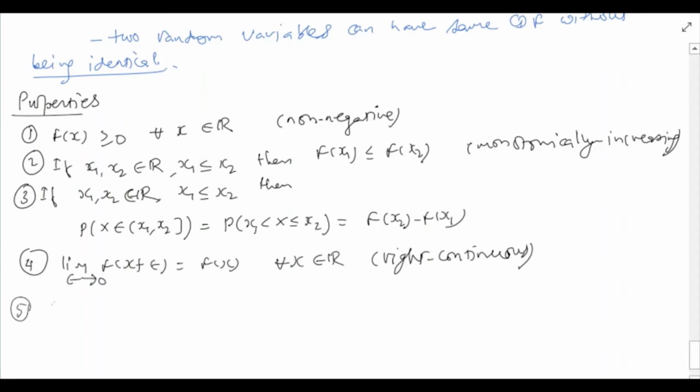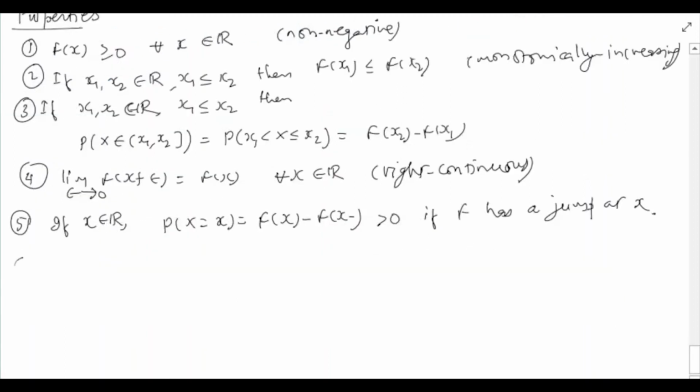Property number 5 says that if x is in R, then probability that X will be small x will be F(x) minus F(x minus), it will be greater than 0 if F has a jump or a discontinuity at x.